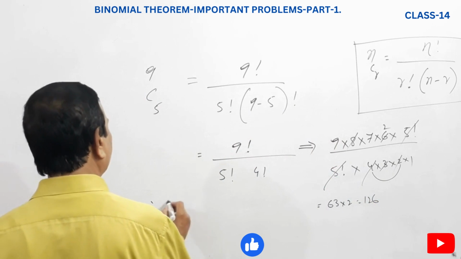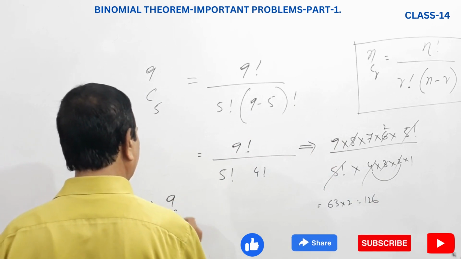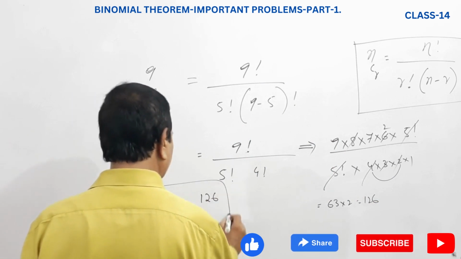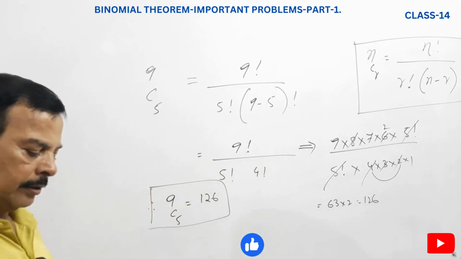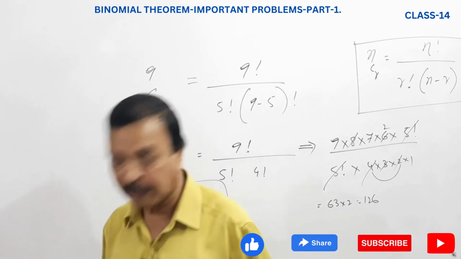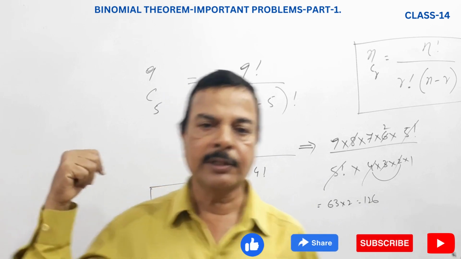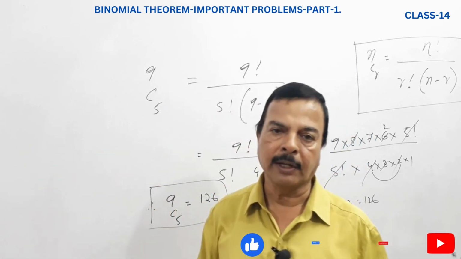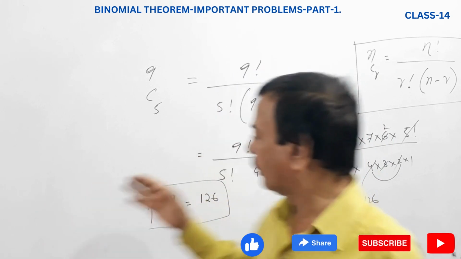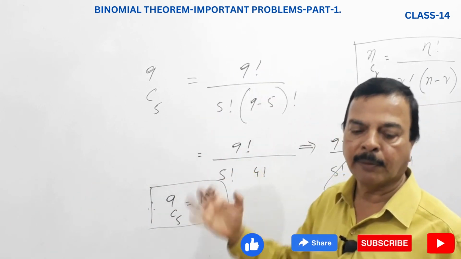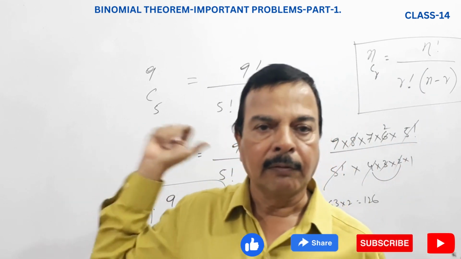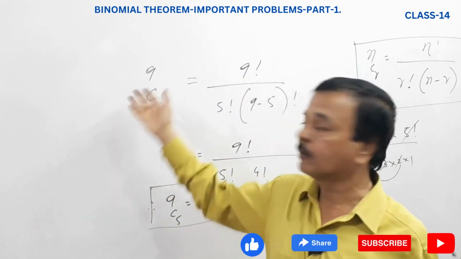Therefore 9 C 5 equals 126. So dear students, I hope I have made myself very clear to you, and you have followed the binomial expansion and its formula. It will be easy for you. Try to practice this and solve more problems on this, so that you become very good and strong in this, so that we will apply these things while calculating problems on the binomial theorem.